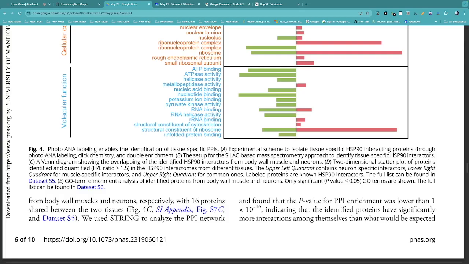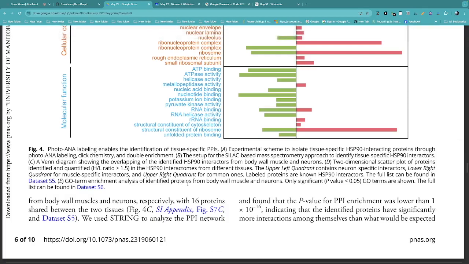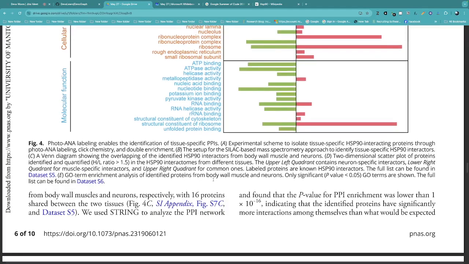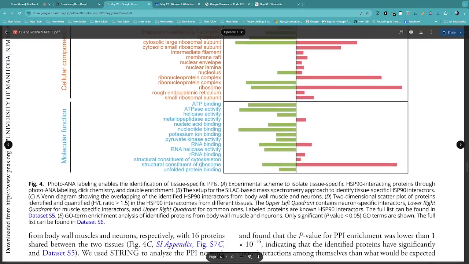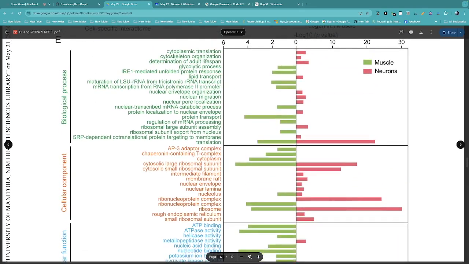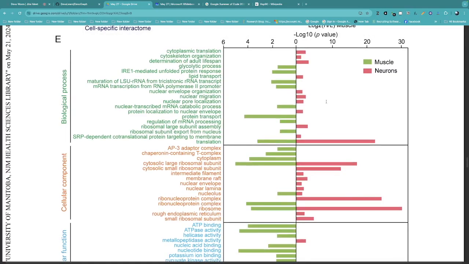And they're usually not very specific, but they do give you some information about what that protein or gene does. So they're using these GO terms of identified proteins from body wall muscle and neurons. Only significant p-values, significant GO terms are shown. And so this is sort of a profile of these functions.